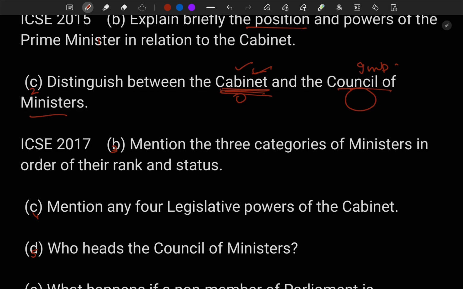Also, we have seen that the cabinet is collectively responsible and it has to derive the policies. Whatever the policies are made, they are decided by the cabinet, whereas the council as a whole is responsible to the Lok Sabha, but they are acting on whose decision? On the decision of the cabinet. So here the cabinet is more powerful than the council of ministers.